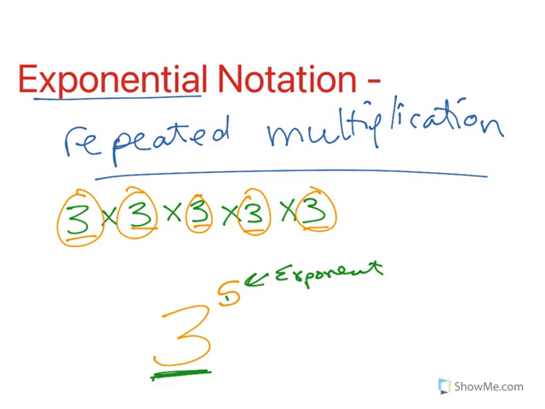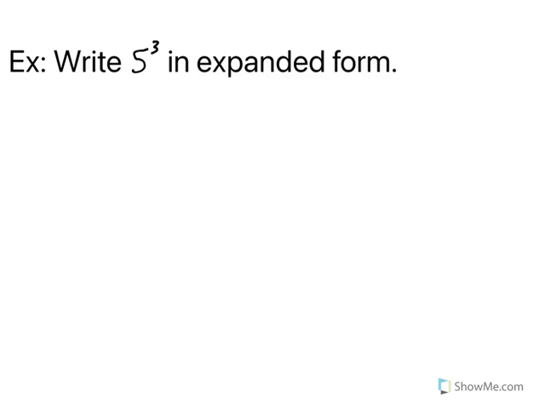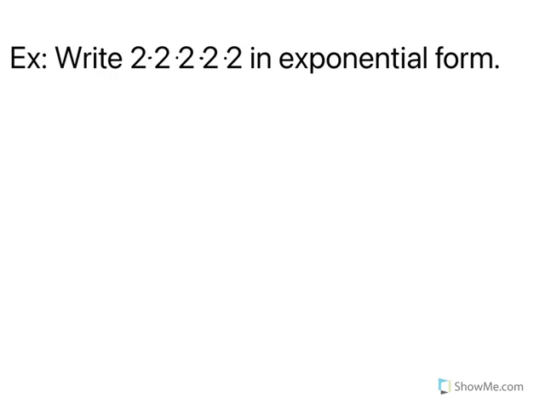So we're going to multiply the 3 by itself 5 times. That's the idea. If I say write 5 to the third in expanded form, that's the same as saying we have 5, our base, and we're multiplying it together 3 times. Whatever the exponent is, that's how many times we're going to see our number.